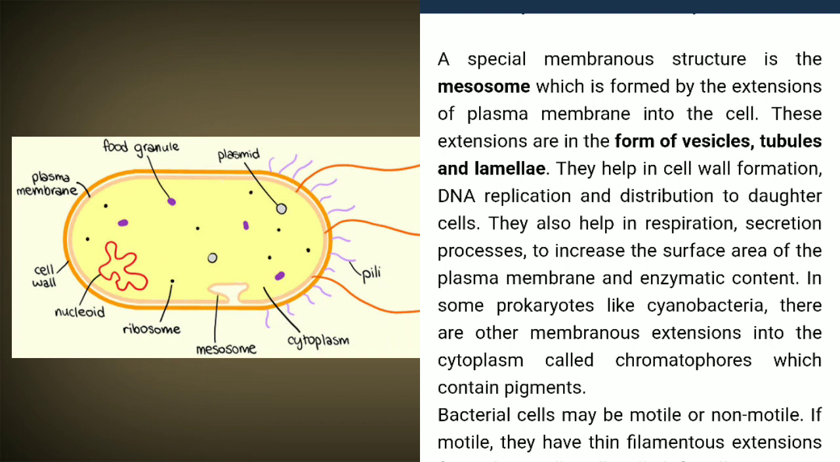Lamellar form, that means they can occur as layered sheets. Now, what is the function of this mesosome? Mesosomes help in cell wall formation, DNA replication, and distribution of DNA to the daughter cells. They also play a very important role in the respiratory process or cellular respiration, secretion, and in increasing the surface area of the plasma membrane and the enzymatic content.